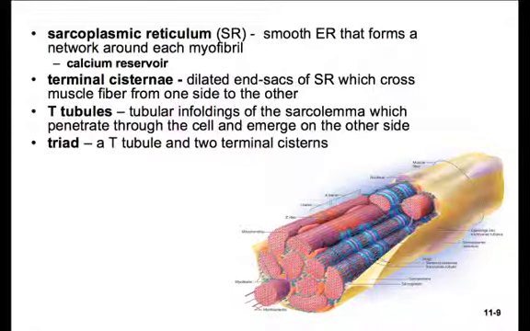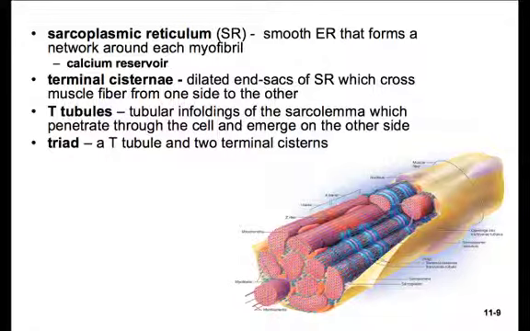Inside the muscle cell, the smooth endoplasmic reticulum that you can see here in blue forms a network around each myofibril. In the muscle cell, the endoplasmic reticulum is called the sarcoplasmic reticulum, or SR, and it functions as a vast reservoir for calcium. And as you'll see, calcium is very important in muscle contraction.